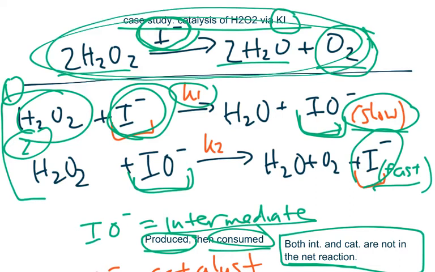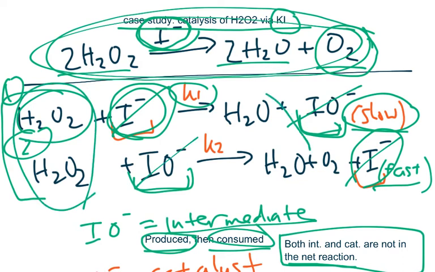So I cancel out the I- and the IO-, and you end up getting 2H2O2 becomes 2H2O and O2. So it's kind of like Hess's law if you think about it.